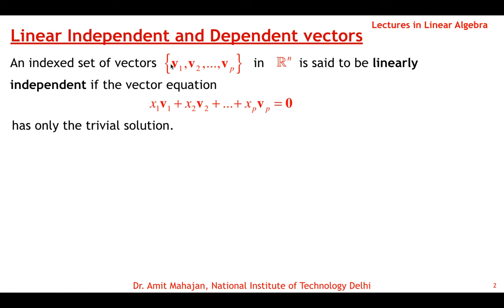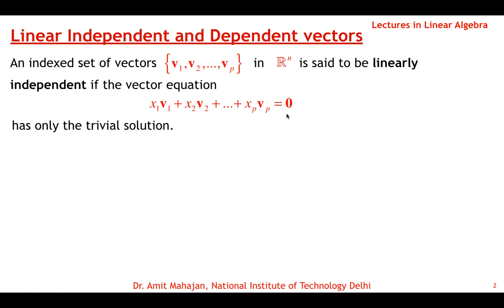So an indexed set of vectors in Rn is said to be linearly independent if the vector equation x1 v1 plus x2 v2 plus so on plus xp vp equal to 0 has only the trivial solution. You see the left hand side is the linear combination of these vectors, and it is equated to 0, so it is a vector equation. It says that these vectors will be linearly independent if this vector equation has only the trivial solution.